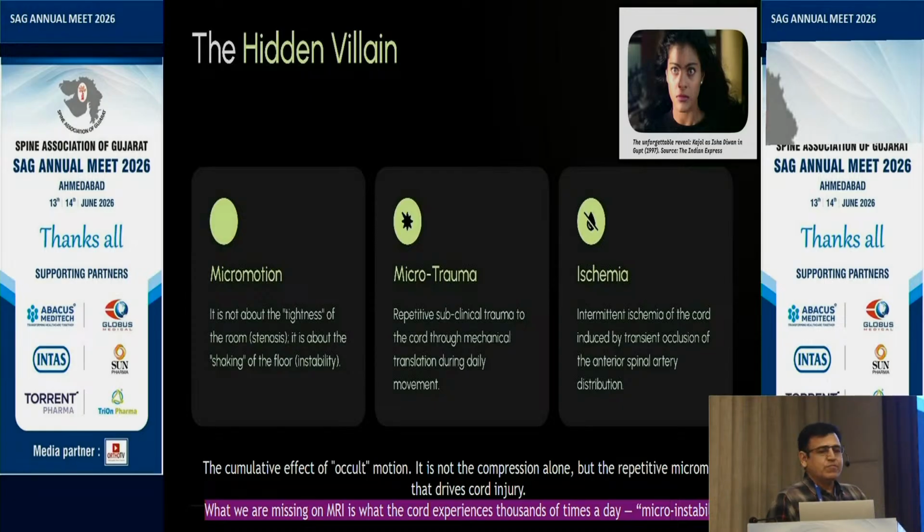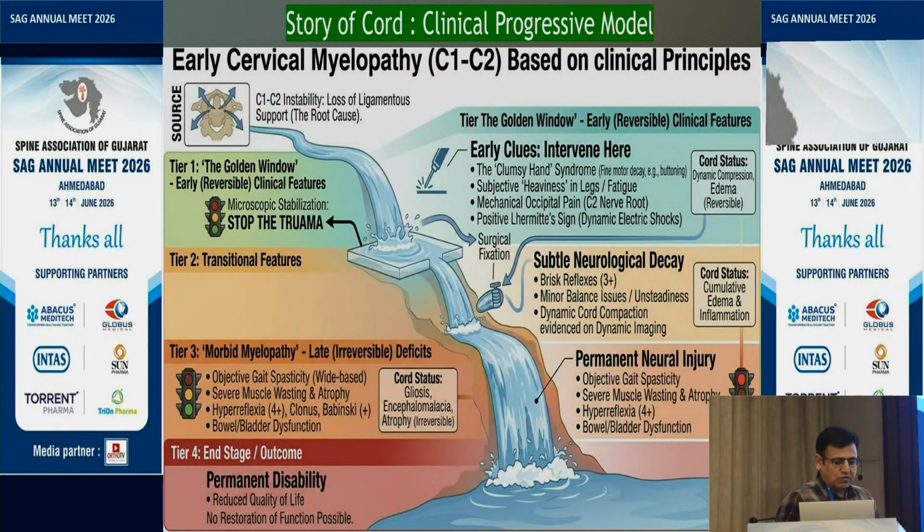So it is basically micromovement, microtrauma of the cord, and ischemia. Each cumulative insult leads to progressive myelopathy. Whatever we see is always a static MRI, but we never see what the cervical cord has gone through with multiple insults. When there is significant micromobility and there is instability, the cord gets different folds. When you compare the natural history of cervical myelopathy, it is always stepladder fashion. So there are different tiers.